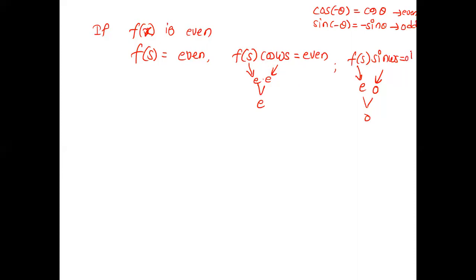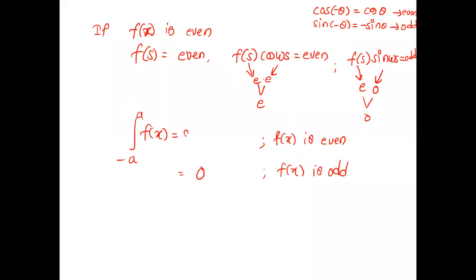Odd. So this is odd. And we know one more thing, integration from minus a to a of f of x dx. If your function f of x is even and if your function f of x is odd, there are two different values. So what will be the value if the function is odd? 0, and for even, 2 times integration 0 to a f of x dx. Correct. 2 times 0 to a f of x dx.